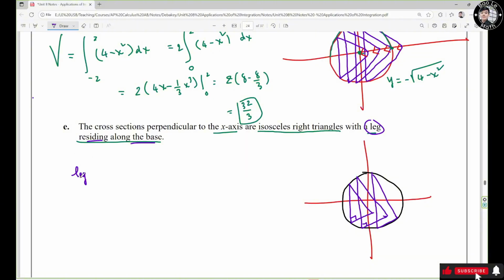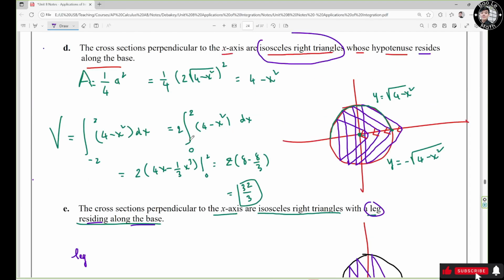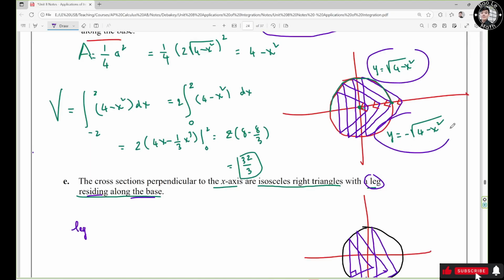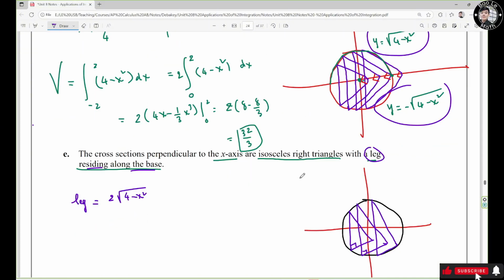You know that the side length of the leg is the difference between the upper function and lower function. It's going to be this guy right here, subtract this guy. So it's going to be 2 square root of 4 minus s squared. Now, since this one is an isosceles right triangle, this guy right here and this guy right here must be the same, and a leg residing along the base. So this is the leg right here, the leg right here.